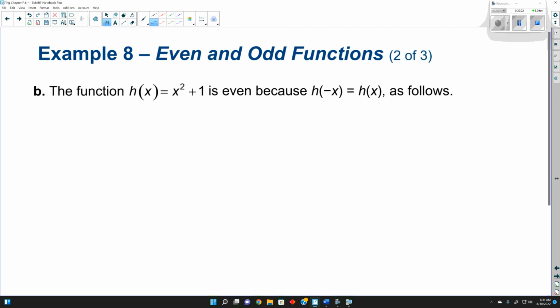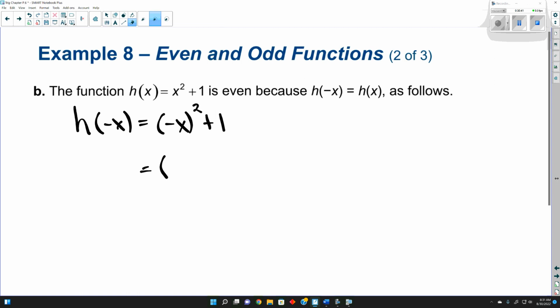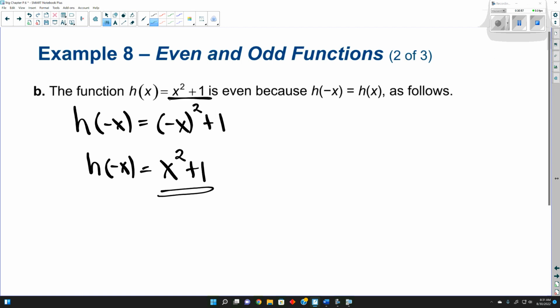Now this one here, again, it already told us it's even. But the way that we see that is taking h of negative x. We're plugging in a negative x wherever x shows up. So for this, we can say negative x squared plus 1. Well, negative x times negative x is just going to be x squared plus 1. Is this the same as our original function? Yeah, so it's even. And that's it.